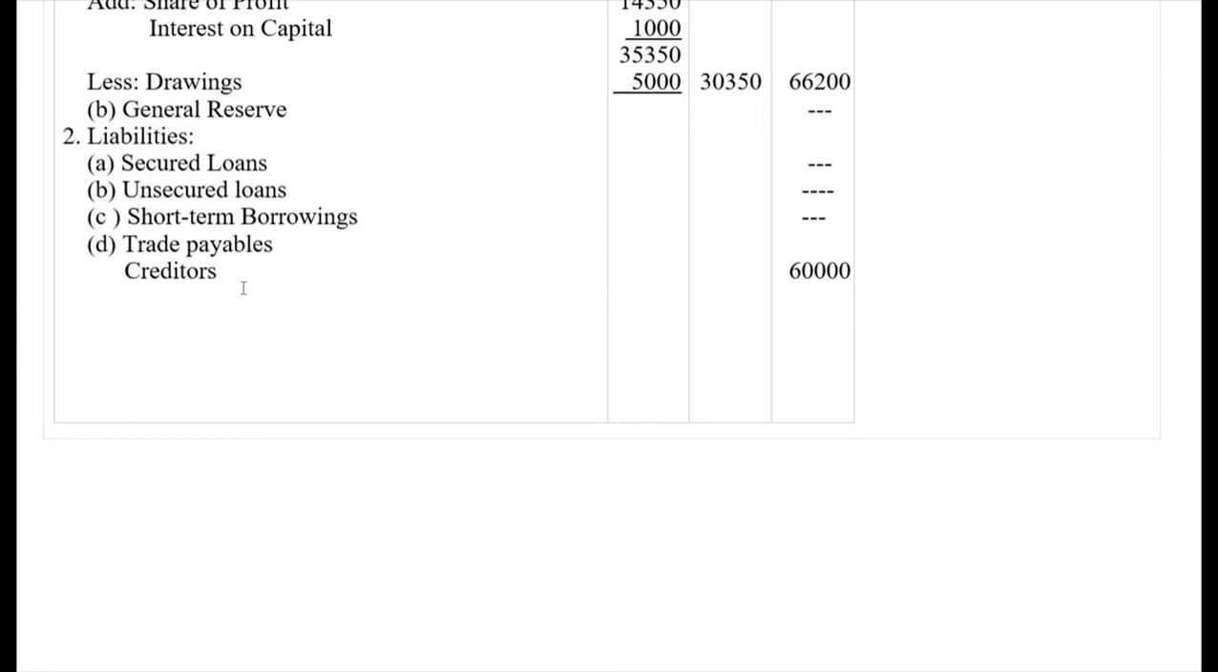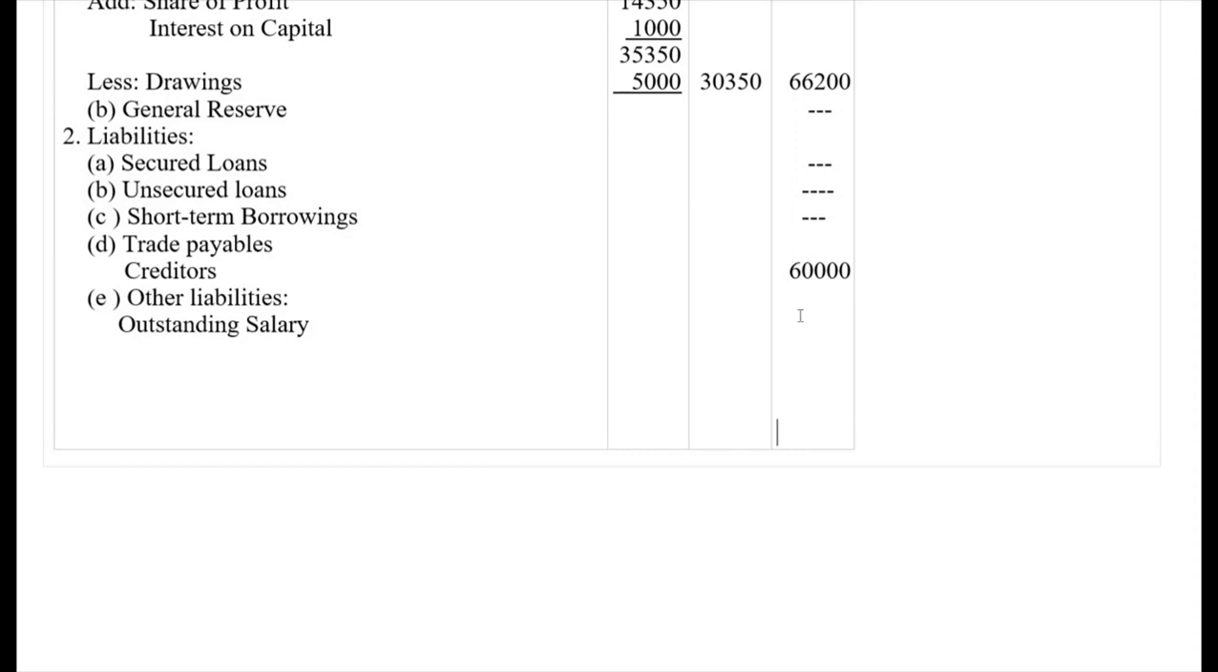Then the next one, E, other liabilities. So under this we have got outstanding salary. So this outstanding salary is only one. I will take it directly to the outer column here. So the outstanding salary will be rupees only 5,000.